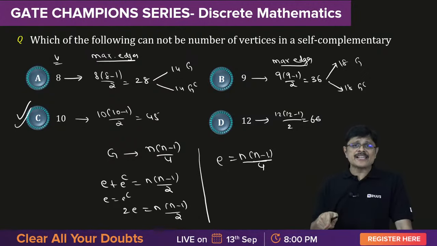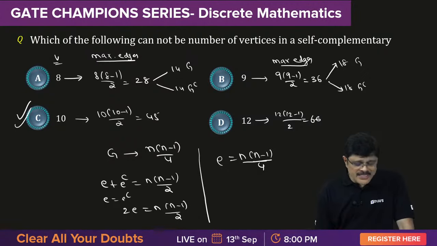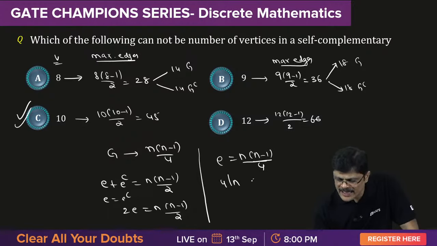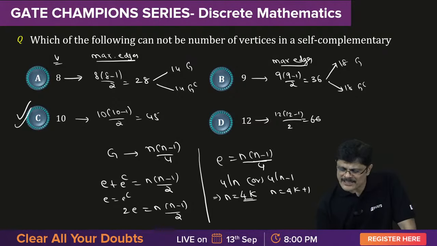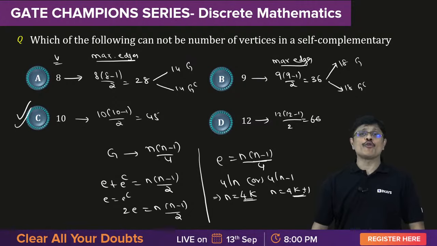So, the number of edges must be of the form n into n minus 1 by 4. That means either 4 should divide n or 4 should divide n minus 1. When 4 divides n, the number of vertices must be of the form 4k. When 4 divides n minus 1, n must be of the form 4k plus 1. So, the number of vertices must be of the form 4k or 4k plus 1.